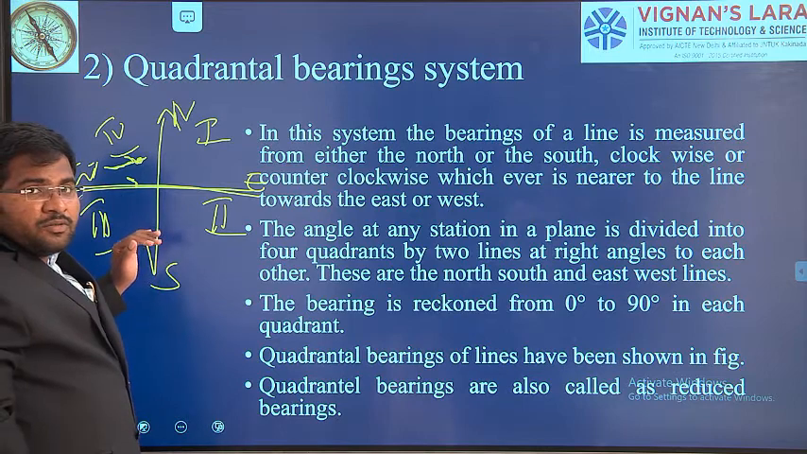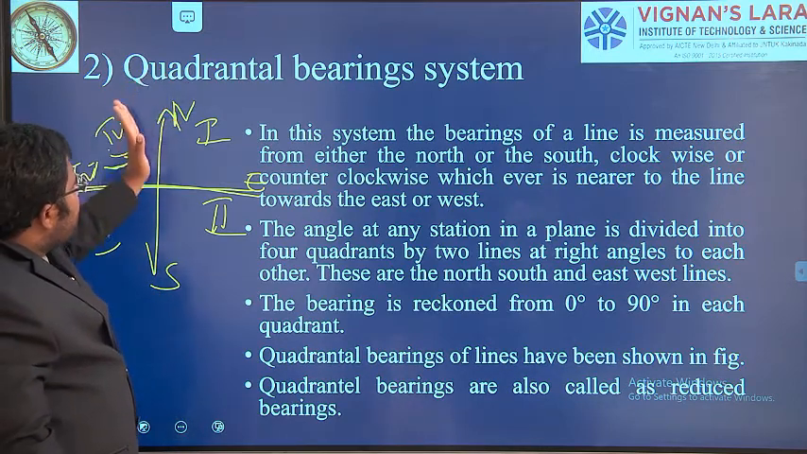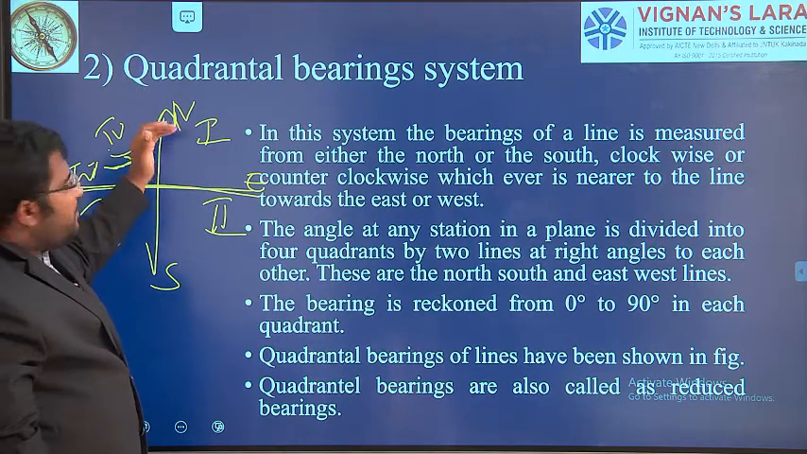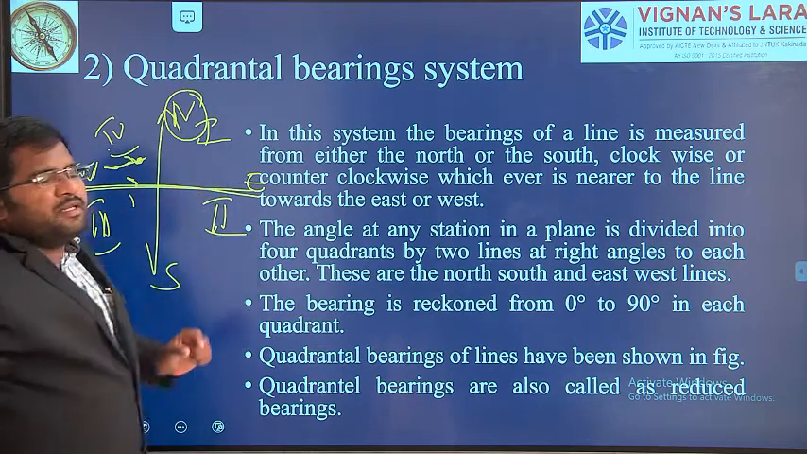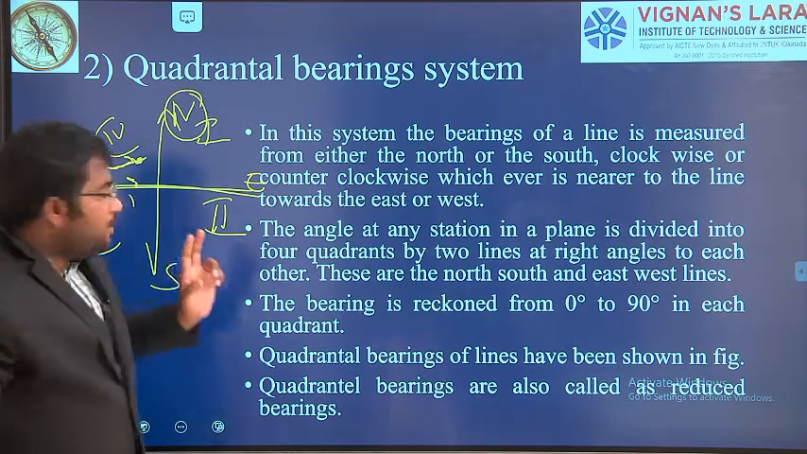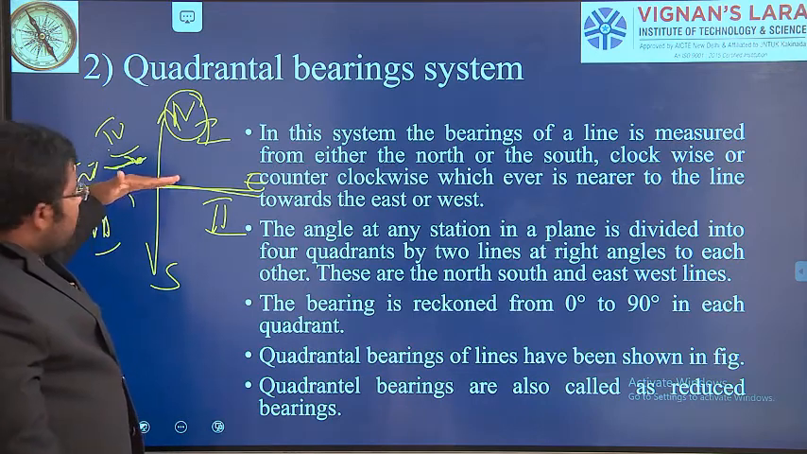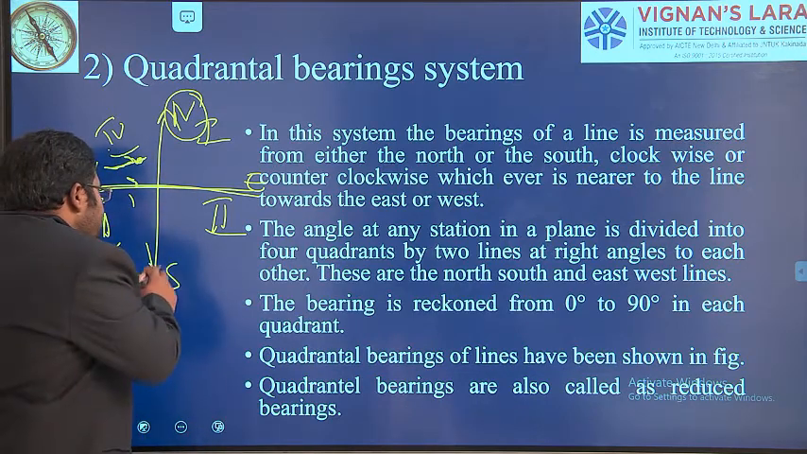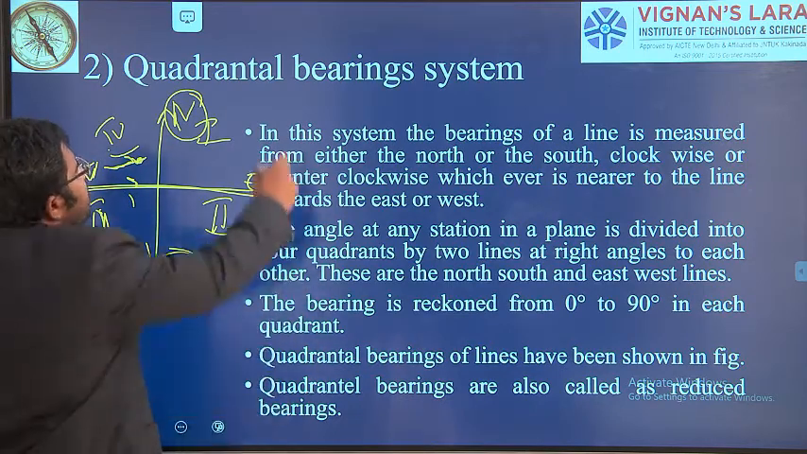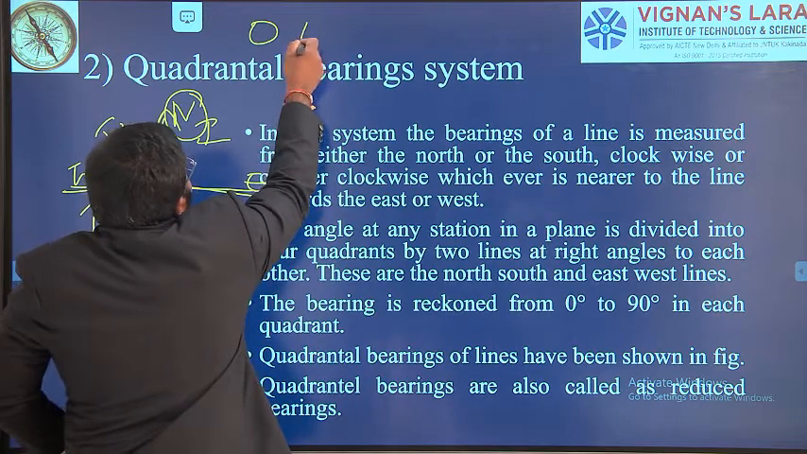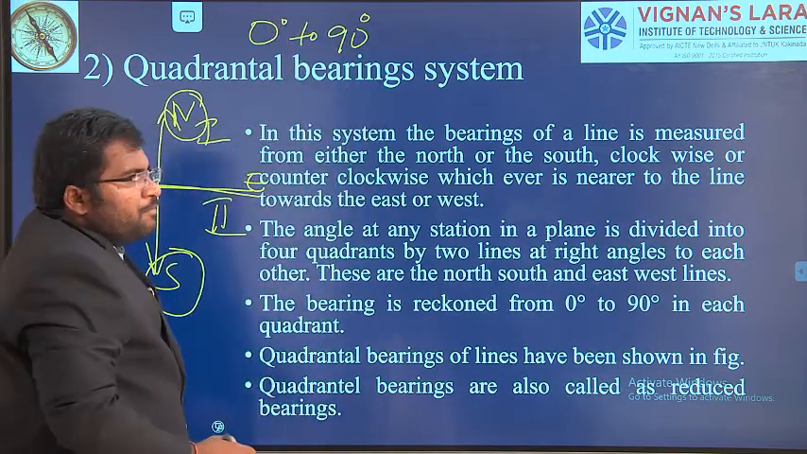With respect to south. If the angular line is above this line, that is, on the front side or back side, that angle is measured or represented with respect to north. Now, if the angular line is located below this line, that will be represented with respect to south. Here, the angles will be from 0 to 90 degrees only.